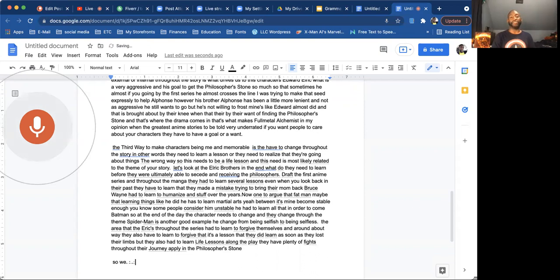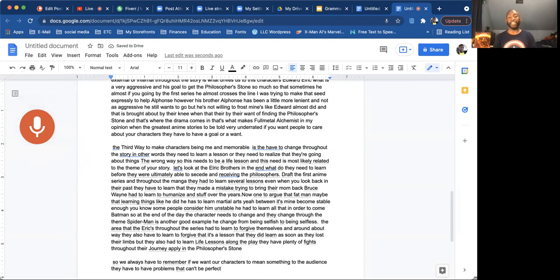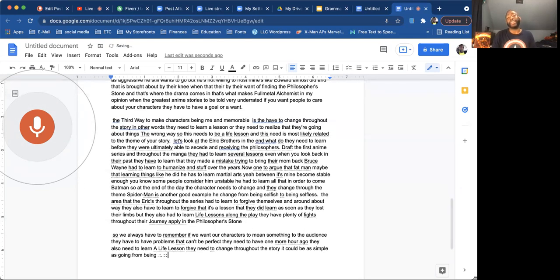So we always have to remember, if we want our characters to mean something to the audience, they have to have problems. They can't be perfect. They need to have a want or a goal. They also need to learn a life lesson. They need to change throughout the story. It could be as simple as going from being mad to being happy.